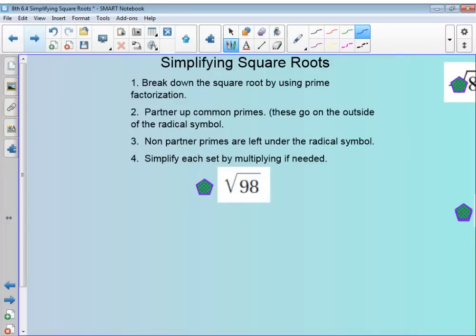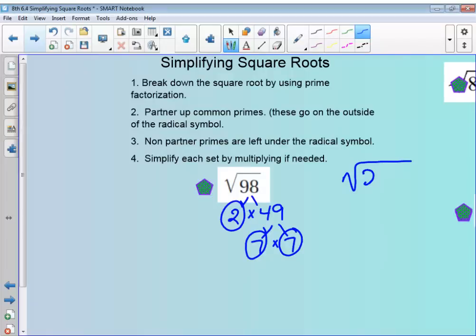Okay, so let's see, 98. If I break that down, it's an even number, so I'm just gonna divide by 2. So 98 divided by 2 is gonna give me 49. So 2 times 49. 2 is prime. 49 breaks down to 7 times 7. 7 is prime. It cannot be broken down any further. So what am I left with? 2 times 7 times 7.